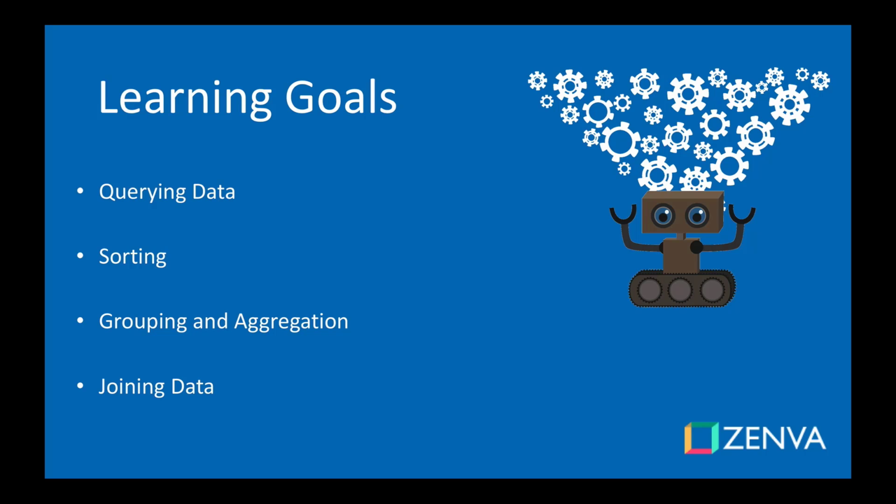We'll learn how to query data. We'll learn about how we can do different kinds of sorting of the data that we already have. We'll learn about grouping and aggregation. And then finally, how we can take different kinds of data and merge it into one, combining information across different datasets.